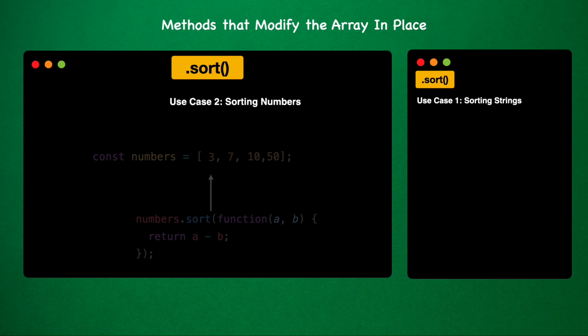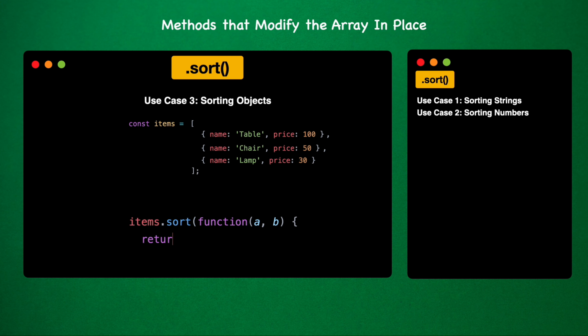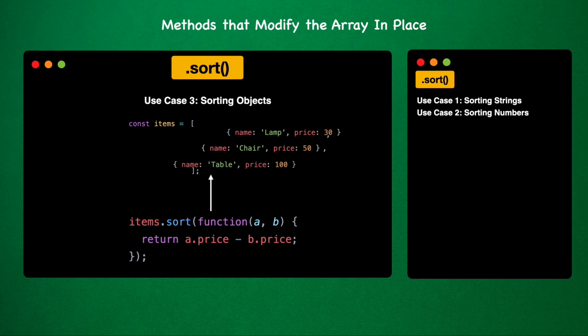For more complex data like arrays of objects, sort requires a compare function that knows how to interpret the data. In this example, items.sort sorts the items based on their price property. Remember that sort always modifies the original array, so if you need to preserve the original order, you should first create a copy of the array and sort the copy.